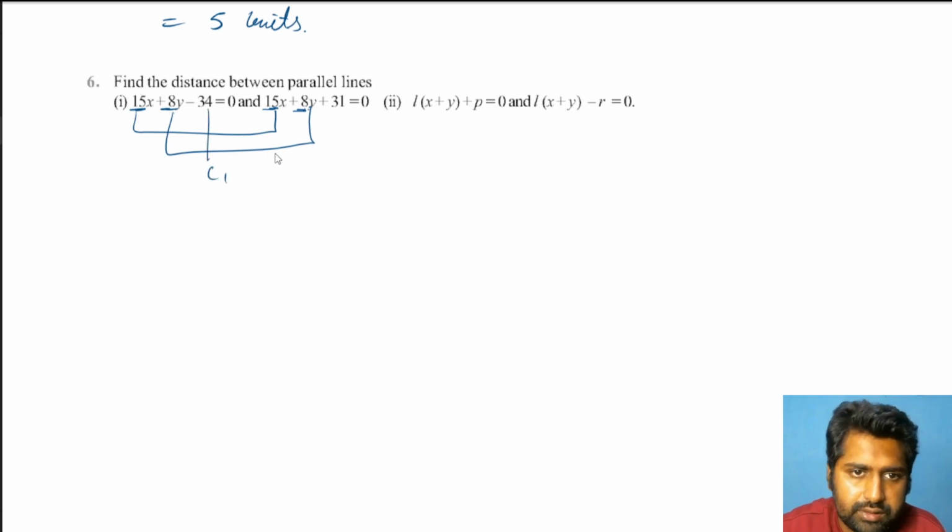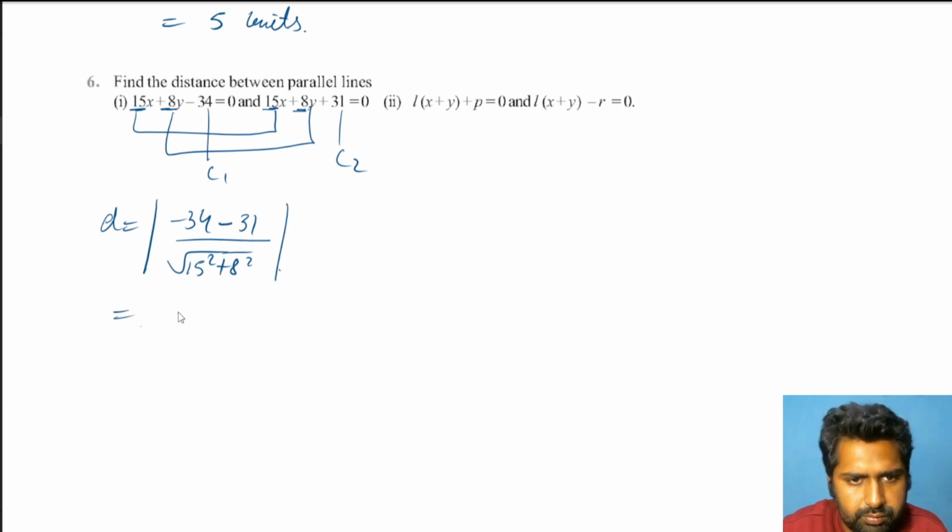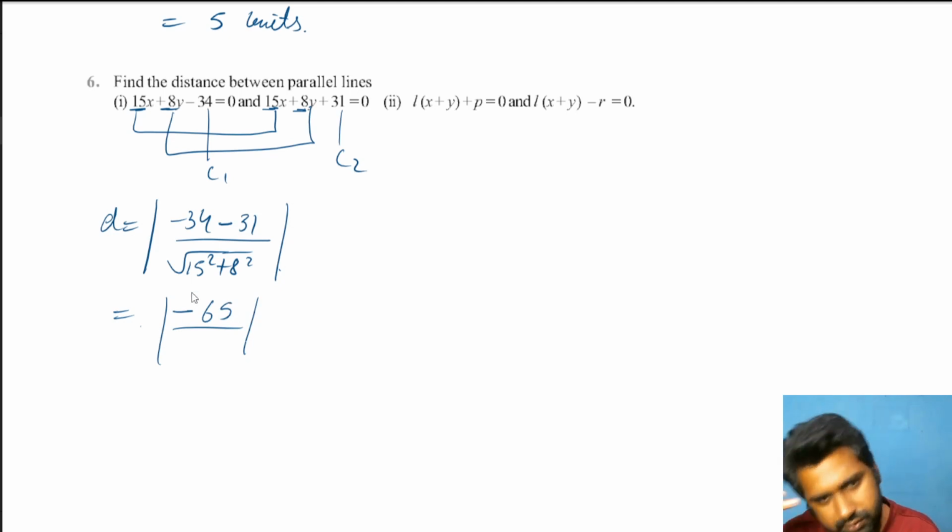This is your C1, that's your C2. The formula is D equals modulus of C1 minus C2, so minus 34 minus 31 upon square root of 15 square plus 8 square. That gives you minus 65, modulus, over the square root of 225 plus 64, that becomes 289, which is 17.